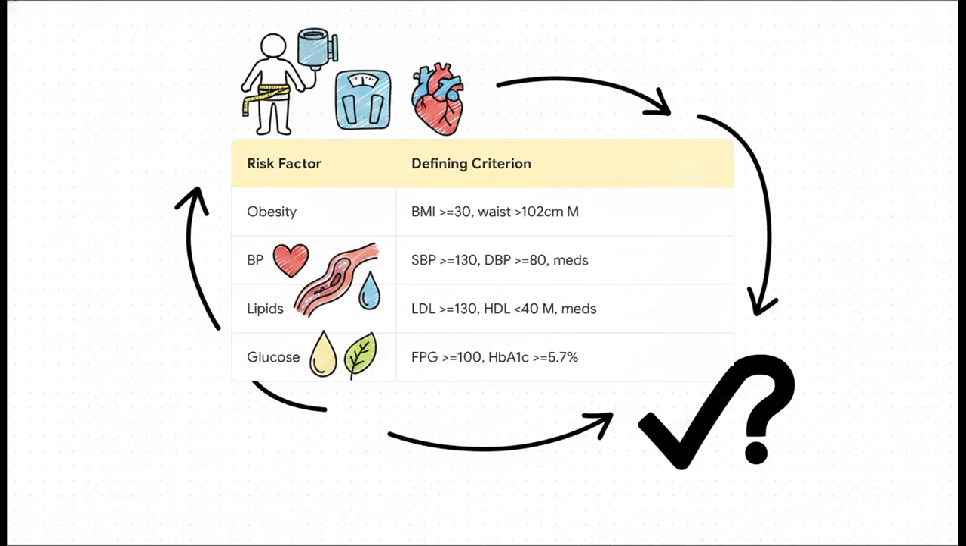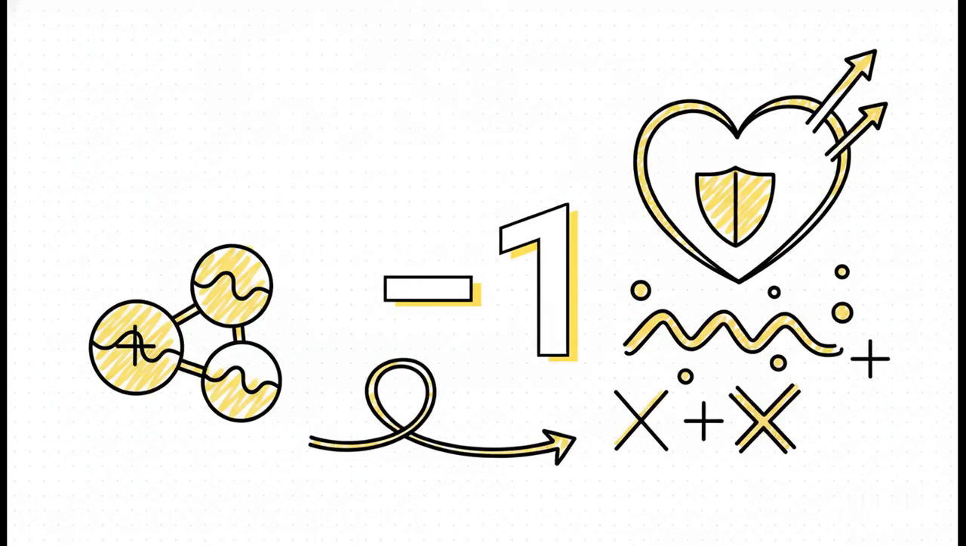Oh, and here is a massive rule you cannot forget. If a risk factor is unknown or the client just doesn't disclose it, you must count it as present. No exceptions. But wait, here is my favorite part, the -1 rule.